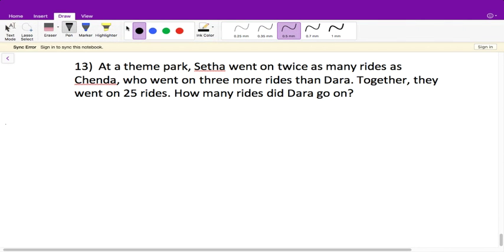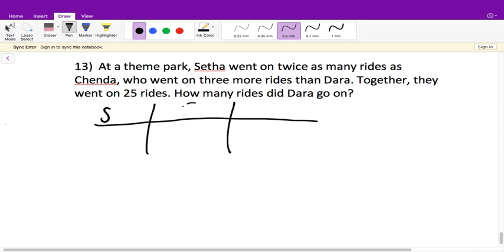All right, at a theme park, Setha went on twice as many rides as Chenda, who went on 3 more rides than Dara. Together, they went on 25 rides. How many rides did Dara go on? All right, so I have Setha, I have Chenda, and I have Dara. If you notice, Chenda depends on Dara because she's 3 more rides than Dara, and Setha is twice as many as Chenda. So that means Dara is our original unknown.